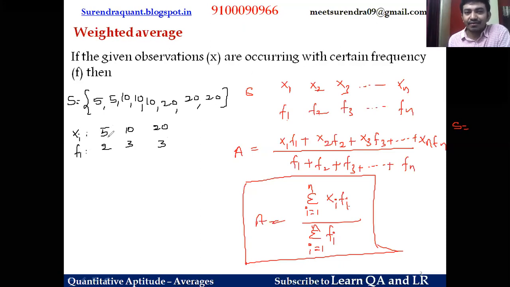So x1 f1, 5 2s are 10, 10 3s are 30, and 20 3s are 60. So this is the sum of all the terms by the number of terms: 2 plus 3 is 5, 5 plus 3 is 8. So this is 10 plus 30 is 40, 40 plus 60 is 100, 100 by 8. So 50 by 4, right? So 25 by 2, that is 12.5. So this is the basic observation with weighted average, friends. Weighted average means the sum of all the observations by the number of observations. The definition is the same, but to apply the weighted concept, we multiply each observation with its respective frequency. Hope it is very clear. We can understand better when we go for questions. So this is a basic understanding of the concept of weighted average.